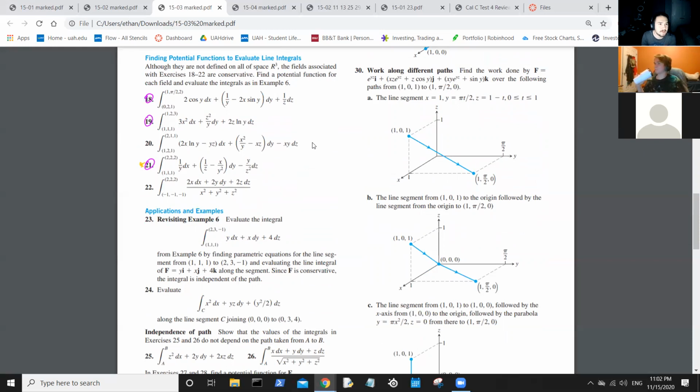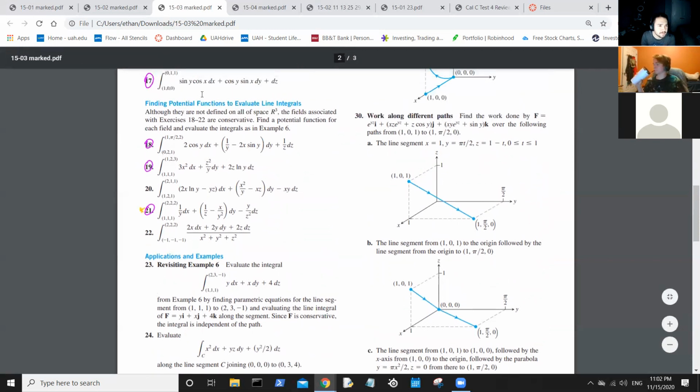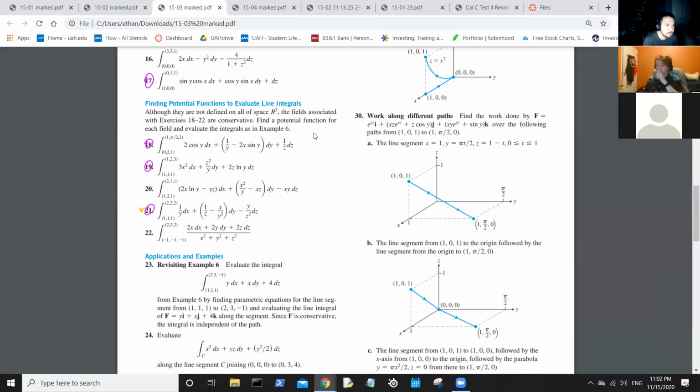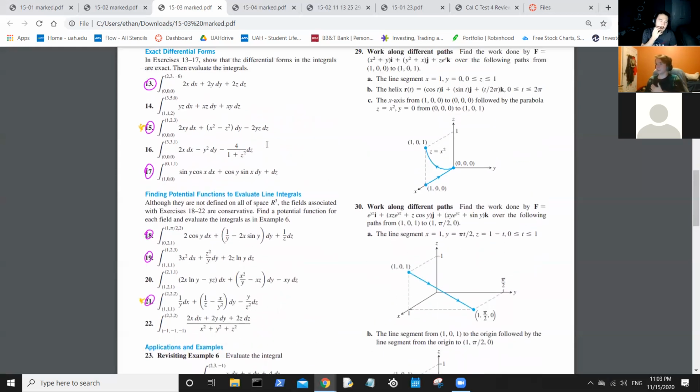All right. Although they are not defined on all space R cubed, the fields associated with exercise 18. What is this? Finding potential functions to evaluate line integrals. Okay, so it tells us they're conservative, so none of that stupid checking. Find a potential function for each field. We did potential functions earlier. For the people who are watching the video, I'm going to figure out what function to use and put it as equation 4 on my equation sheet. Finding potential functions. I'll work one out on the equation sheet and I'll put it as equation 4.